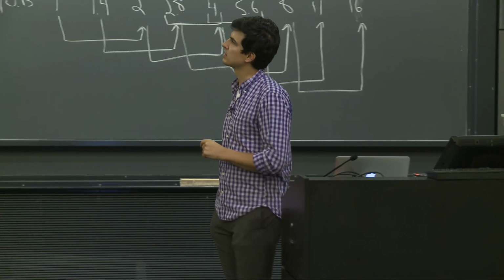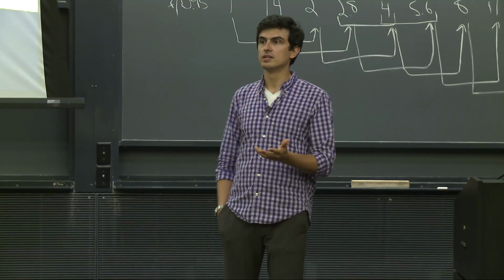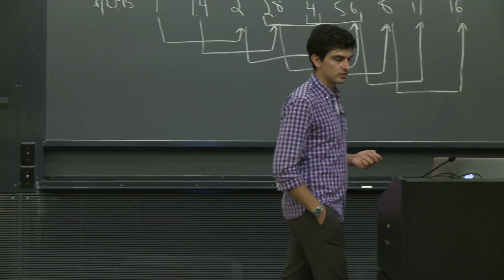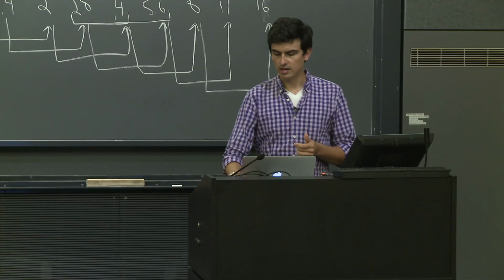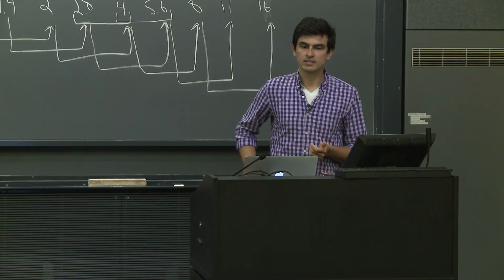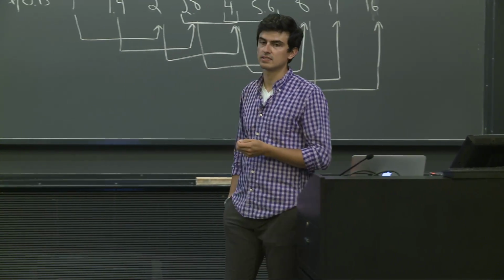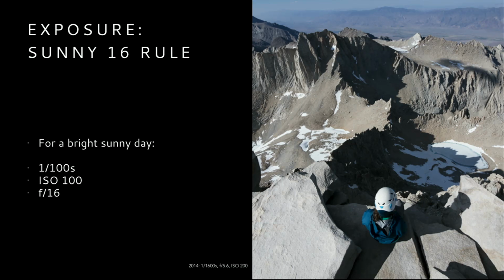Now, when we're talking about the amount of available light, there's a good rule that you can use, and just like many rules, this is approximate, but for a bright sunny day, you can apply the Sunny 16 rule, which says that you can use these 3 exposure settings in the following way. You can use 1/100th of a second at ISO 100 and an f number of 16.